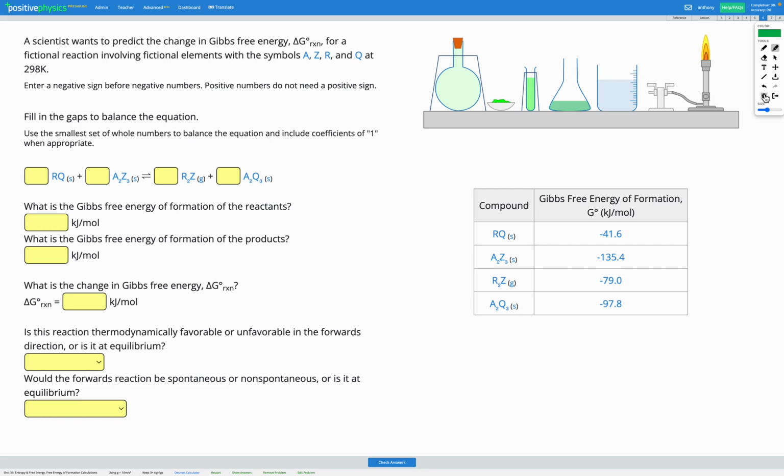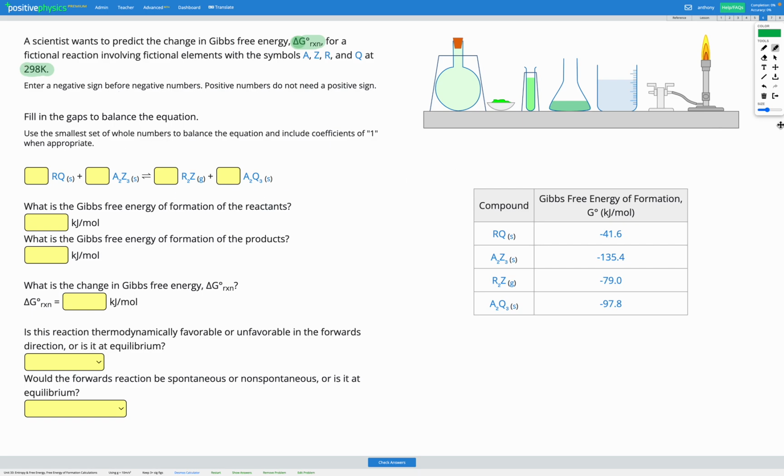In this question, a scientist wants to predict the change in Gibbs free energy, delta G naught reaction, for a fictional reaction involving fictional elements with the symbol A, Z, R, and Q at 298 Kelvin. Our first step is to balance our equation.